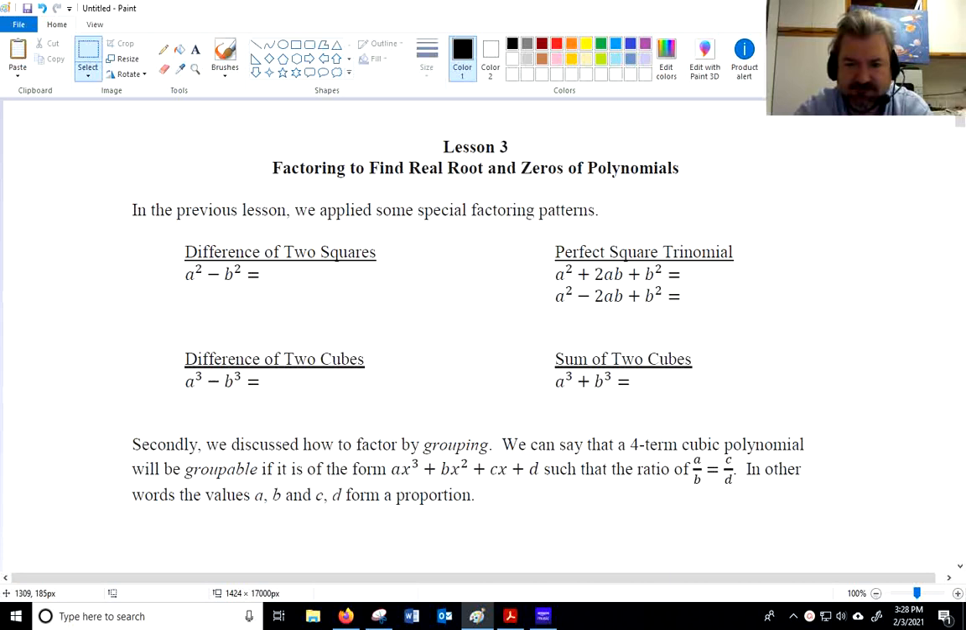This one's all about factoring to find real roots and zeros. We looked at factoring in the last lesson. We looked at some special patterns. Let's start by reviewing that.